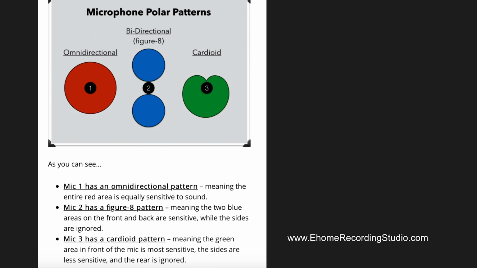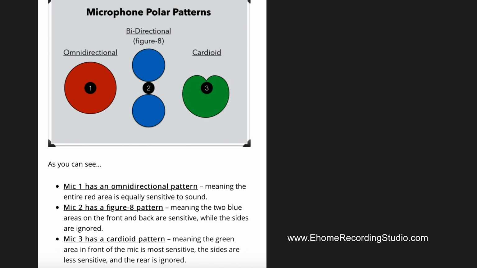What this means, if you have a microphone that's omnidirectional, it's going to pick up sounds from all over. Omni, think circle, think all around. That microphone will capture any noise around it. Microphone number 2 has a figure 8 pattern, meaning the 2 blue areas on the front and back are sensitive while the sides are ignored. So again, these microphones would pick up from the front and back, the sides would be dead.